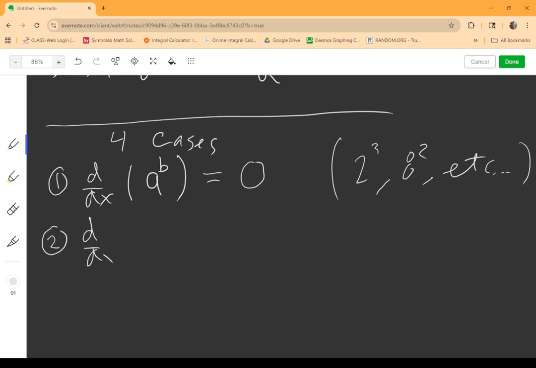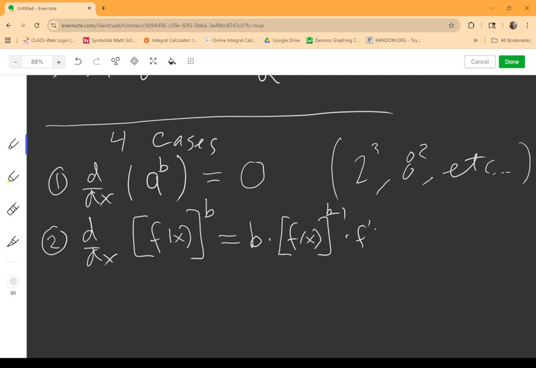Another case to watch out for is our general power rule, where we have some function f of x to the b, right? And then here we have b times f of x to the b minus 1 times f prime of x, chain rule. Right here, think of functions like sine squared of x.